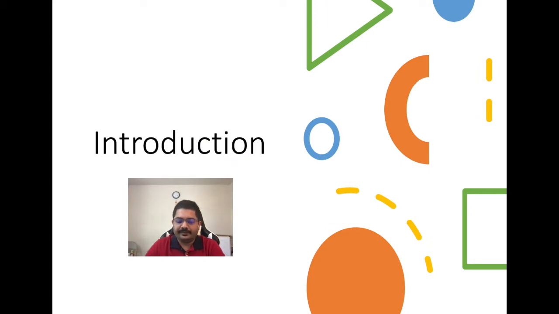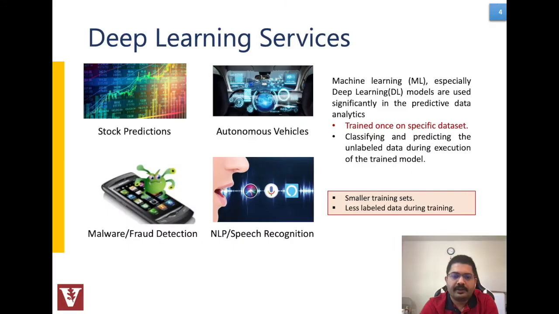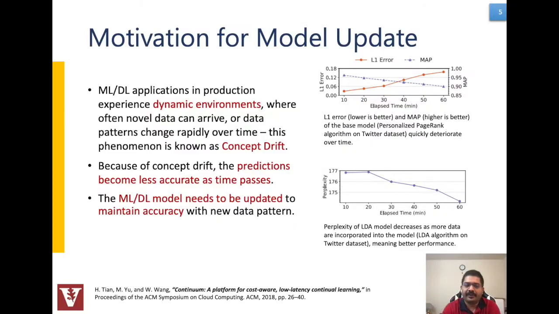Let's dive in. Machine learning or deep learning models are used nowadays for various purposes like stock prediction, autonomous vehicles, malware or fraud detection, NLP, speech recognition, etc. Deep learning models are trained once on a specific dataset, then that is used to classify or predict unlabeled data as new requests come.